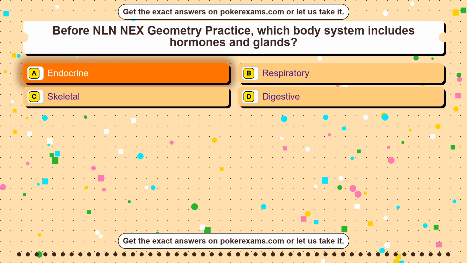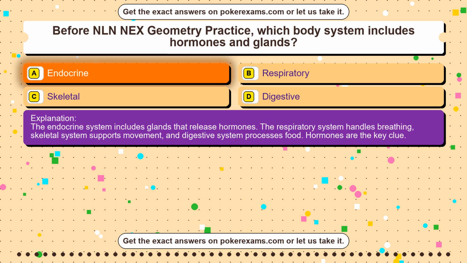A liter measures volume or capacity. A meter measures length, a gram measures mass, and a degree measures angle or temperature depending on context. The volume clue points to liter.